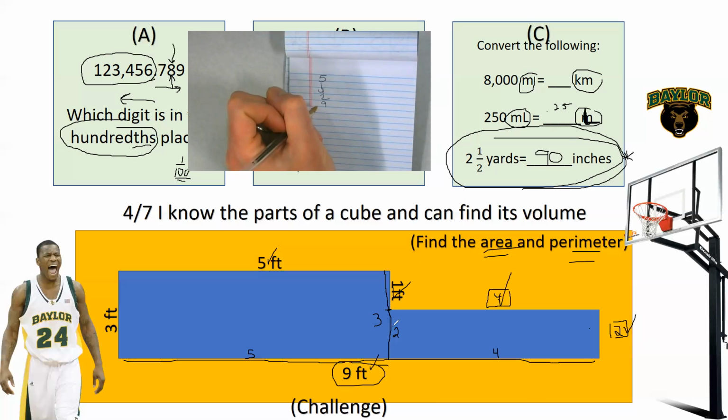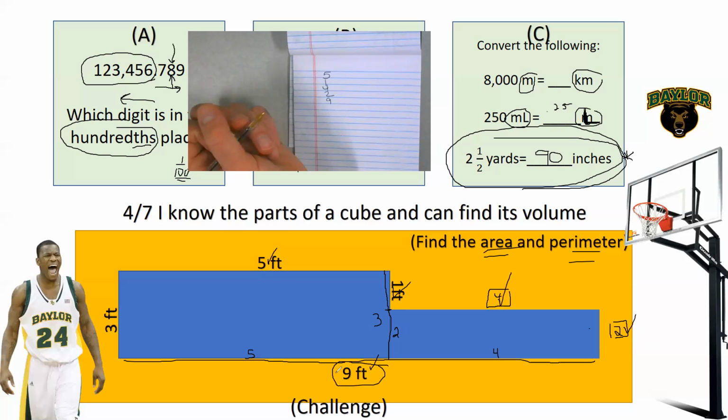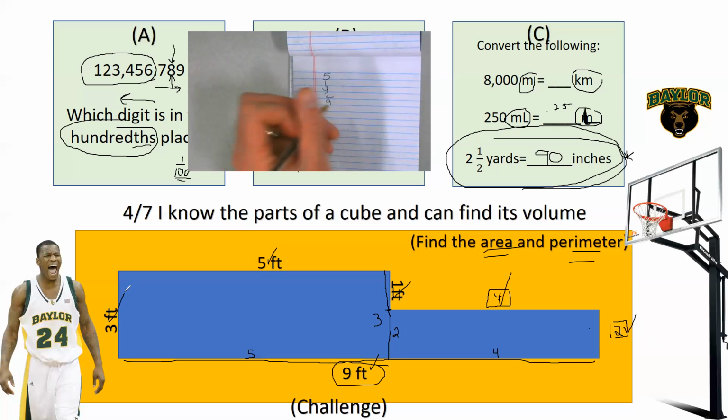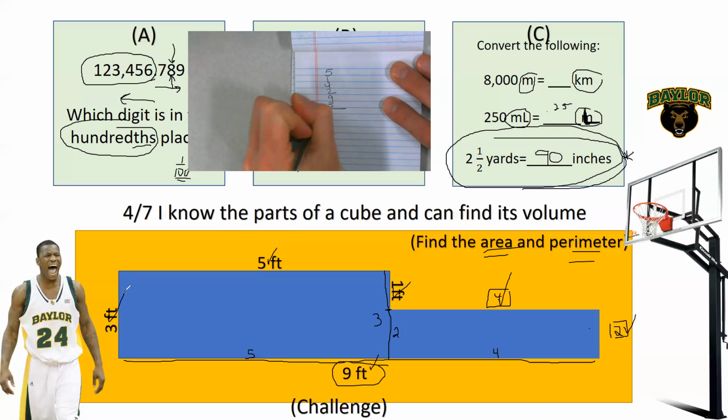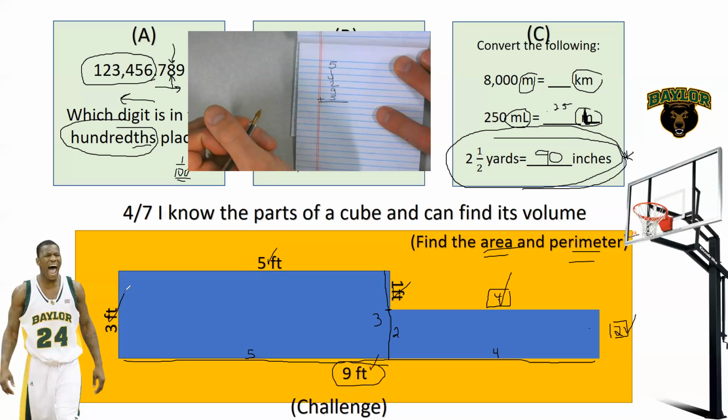We don't count this because this is not the real outside of the problem, right? This is me splitting it into 2 to make the area. So 2, 9, and then 3. So the perimeter is 5, 6, 10, 11, 12. 12 plus 9 is 21, 22, 23, 24.